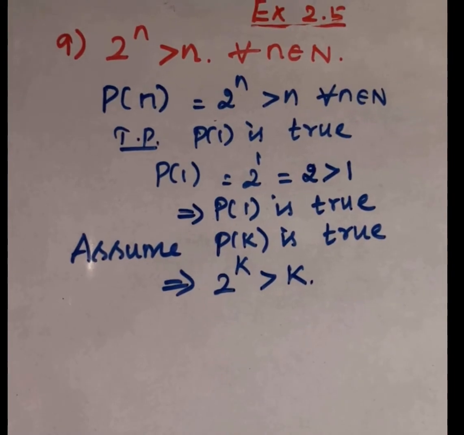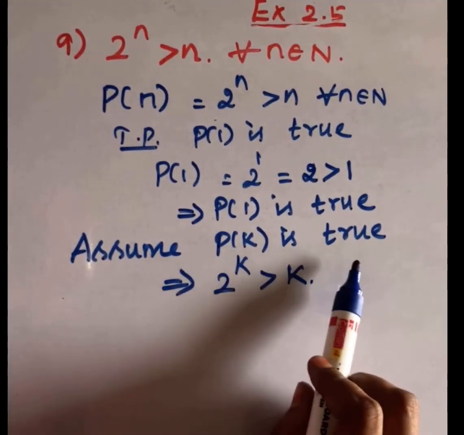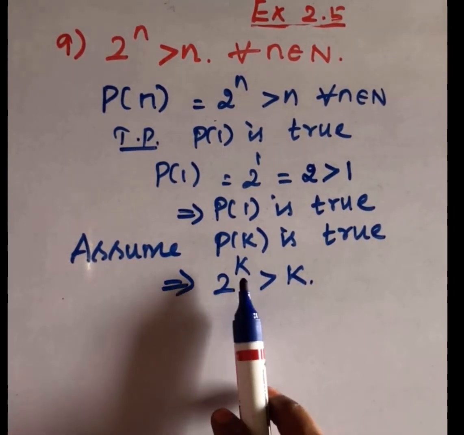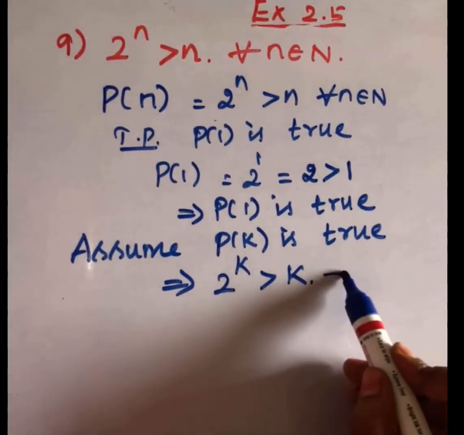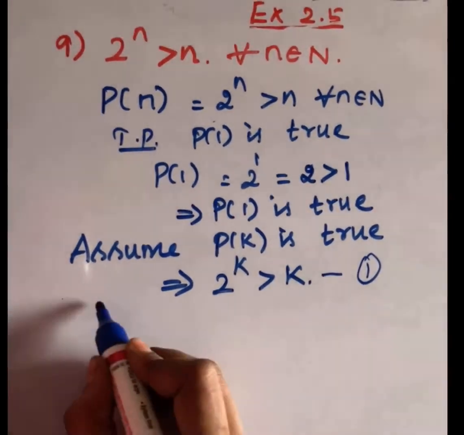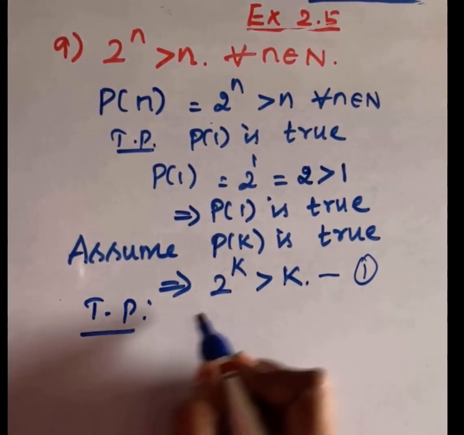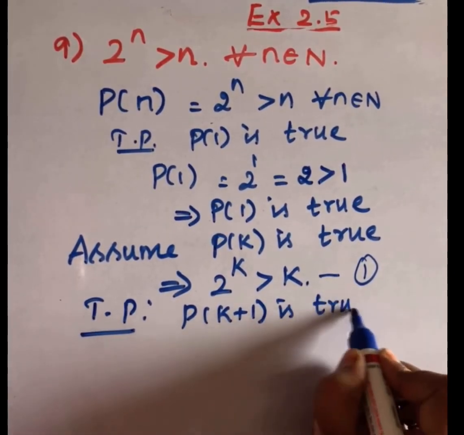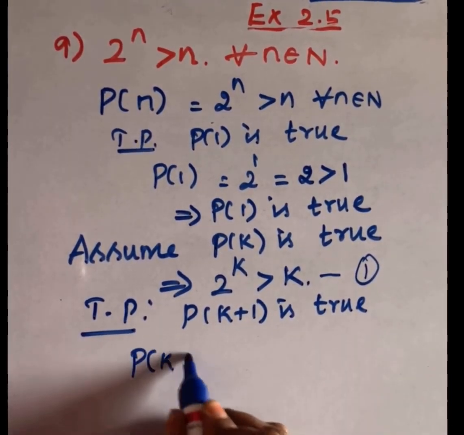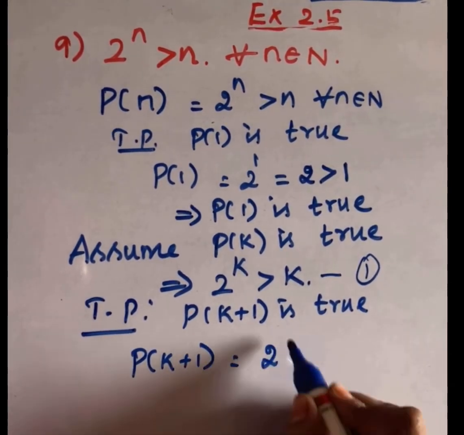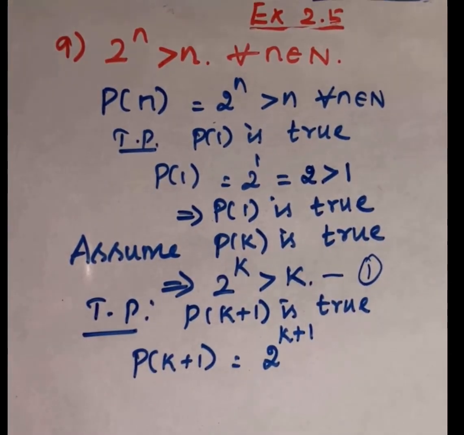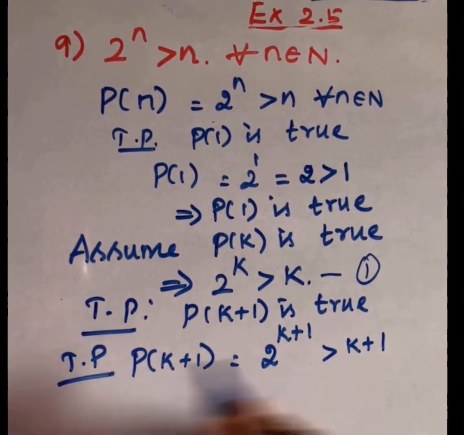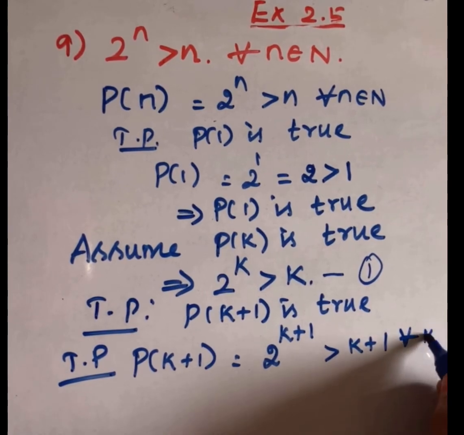Now we have to assume P of k is true. Instead of n we substitute k, so 2 power k is greater than k, and it is our equation. Now we have to prove P of k plus 1 is true. What is P of k plus 1? That is 2 power k plus 1 is greater than k plus 1. That's what we have to prove for all k.